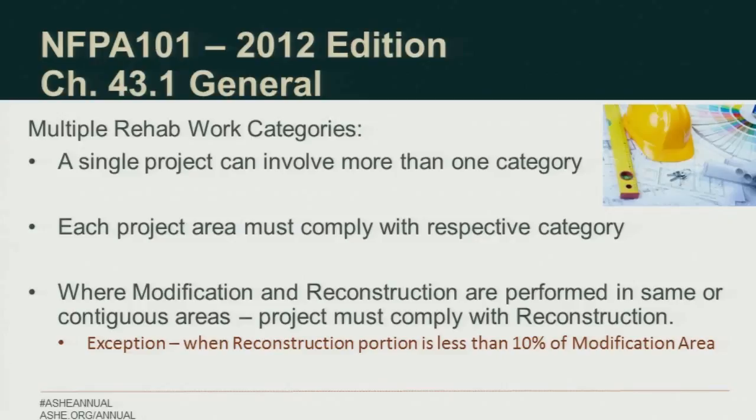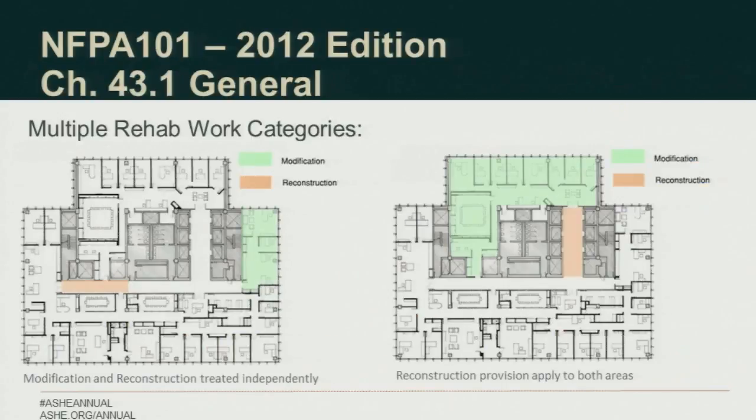And I know this is all just talk. So, for instance, here on the left, you can see that the green represents a modification to a space. They're reconfiguring the floor plan, adding doors, moving some walls. And then over on the left, you can see that small area. They're redoing something in the corridor, exit corridor. So you've got a modification and a reconstruction project. They're treated separately. On the right, you can see the modification area is contiguous with the renovation in the exit corridor. Therefore, the whole thing is treated as a reconfiguration project.